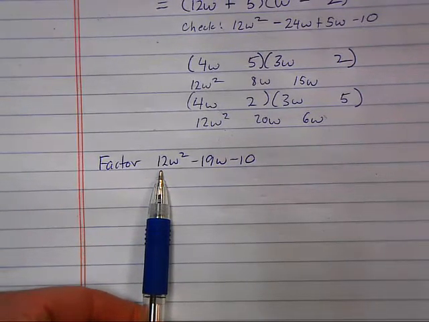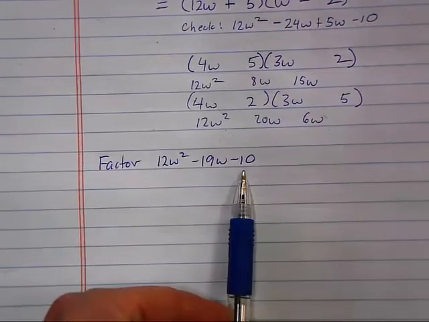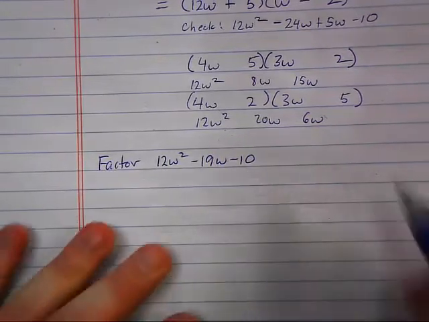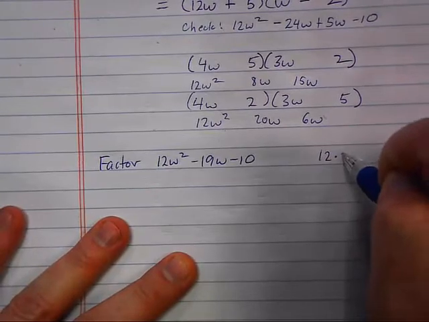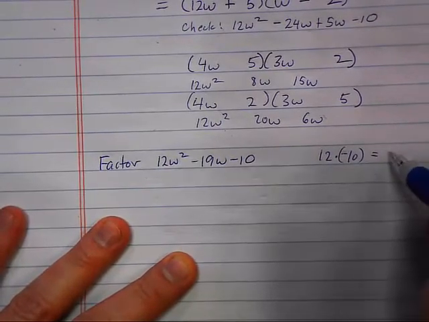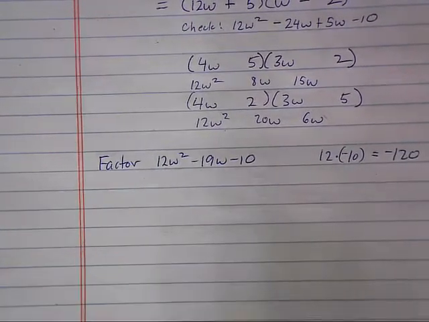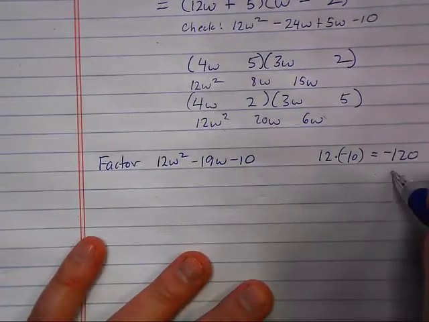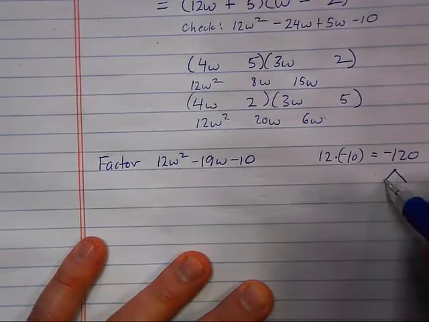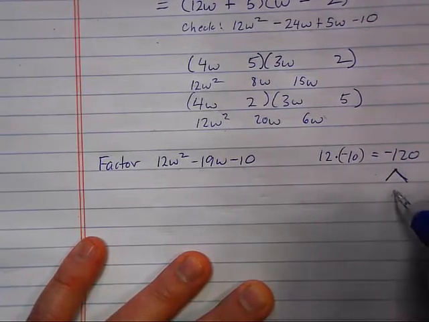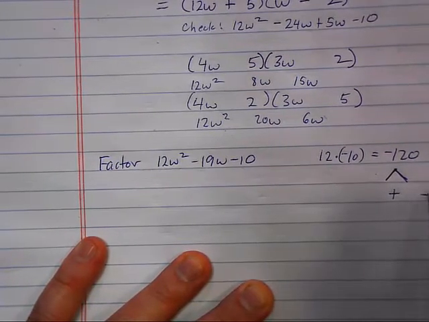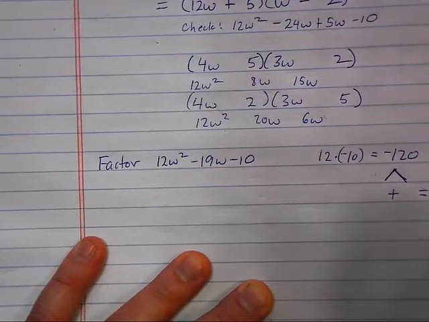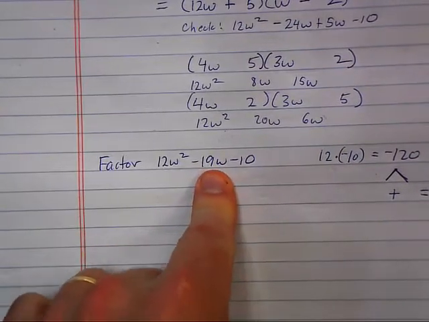We're going to multiply the numbers on the end. We're going to take 12 and multiply by negative 10. How much is 12 times negative 10? Negative 120. You just multiply the 2 numbers on the end. Now, what you need to do is figure out a way to factor the number negative 120 so that when you add the 2 factors, you get the number in the middle, negative 19.